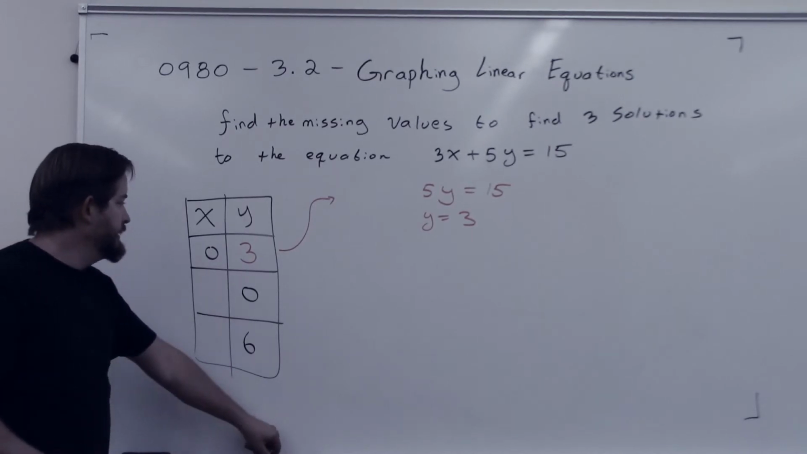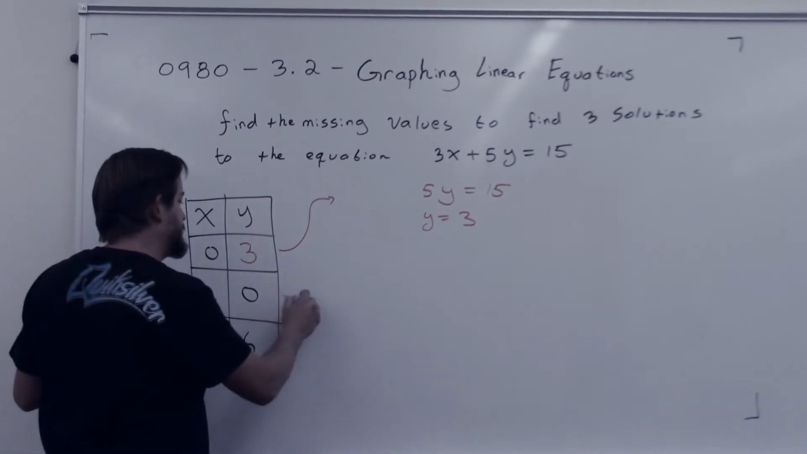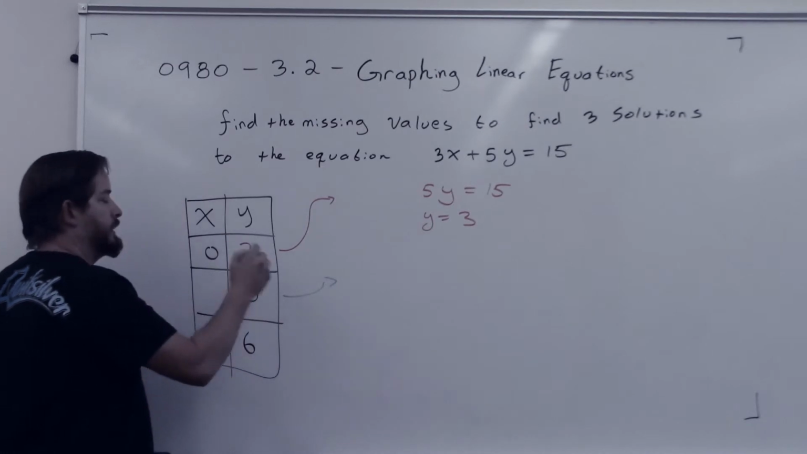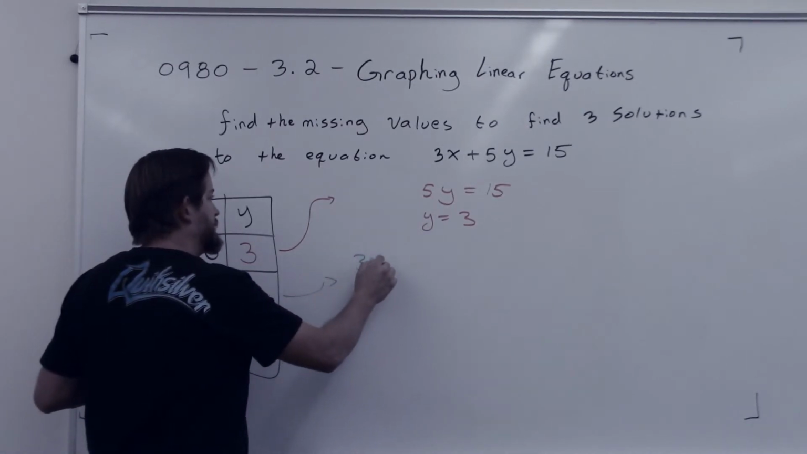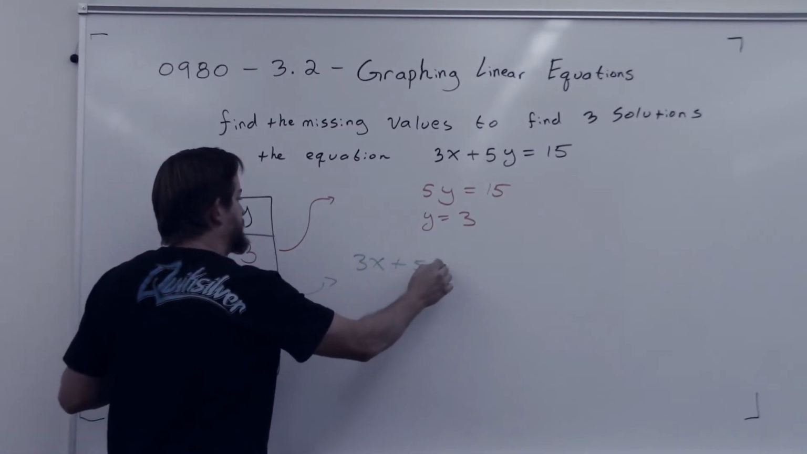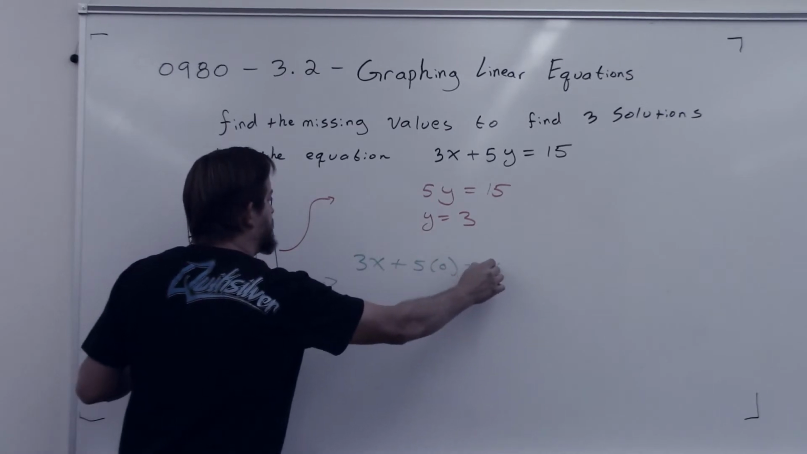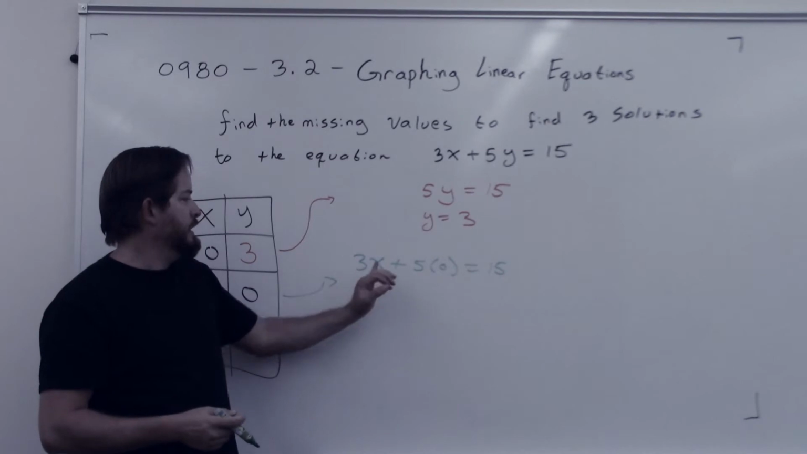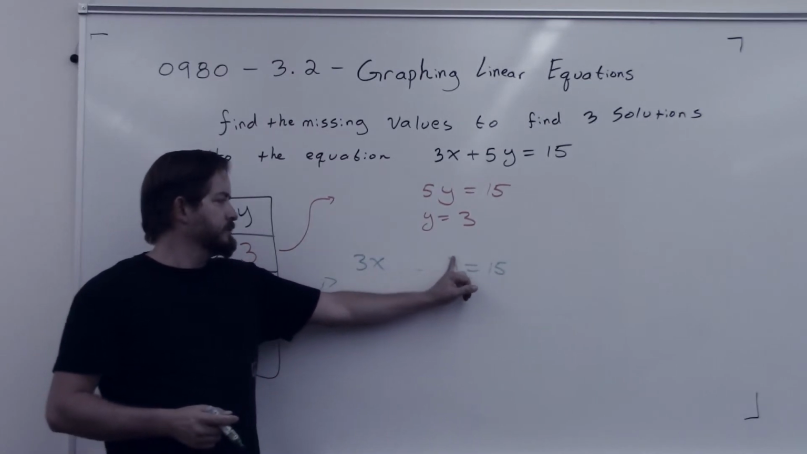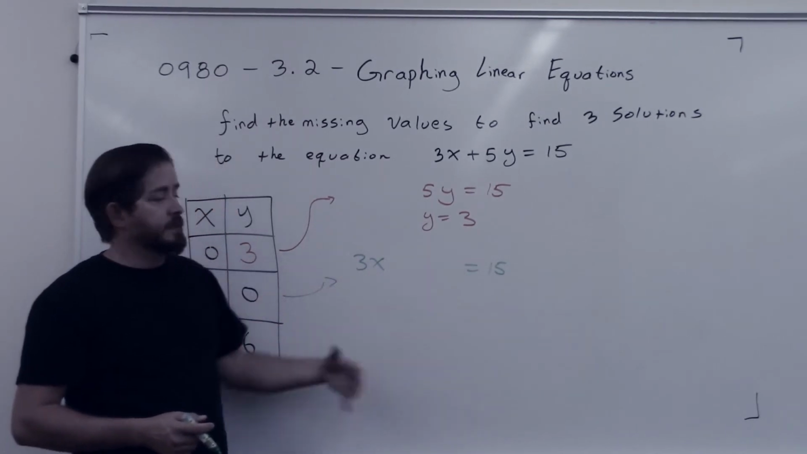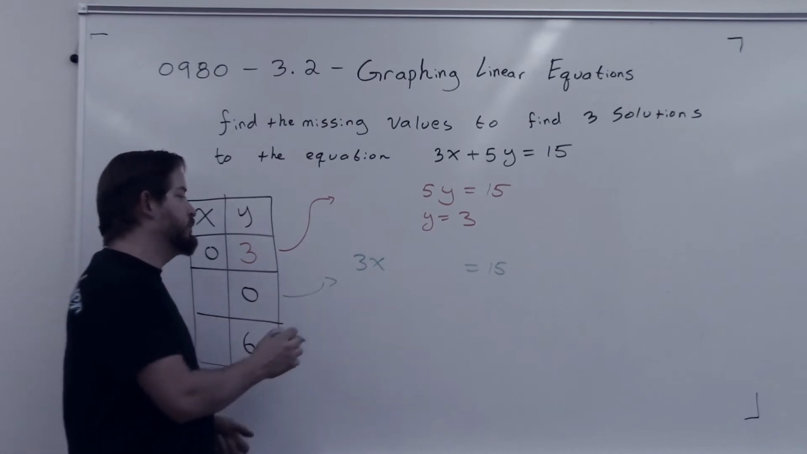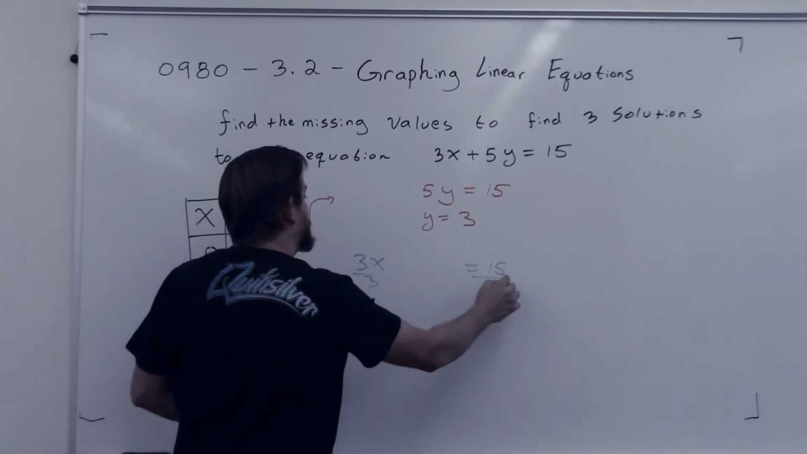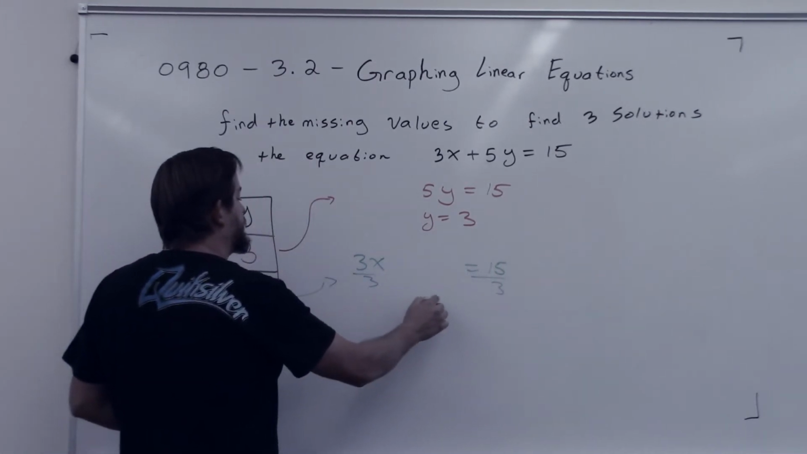And similarly, if y is 0, then I have 3 times x plus 5 times 0 equals 15. But again, 5 times 0 is 0, and 0 plus something else, it may as well not even be there. So I'm going to get rid of it. It doesn't need to be there. And one quick step, divide by 3, and we can see that x equals 5.